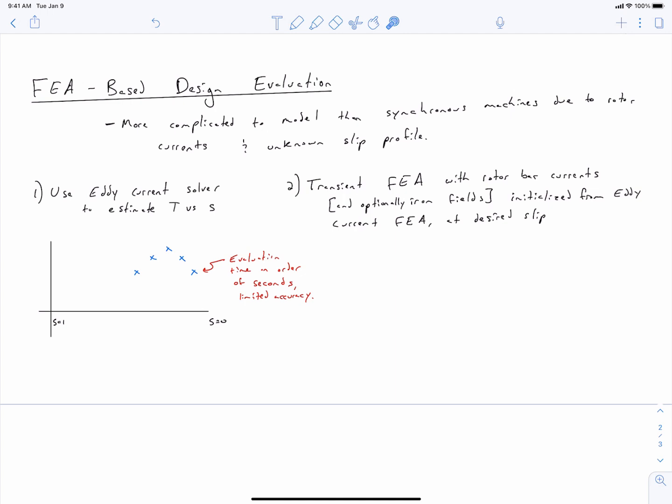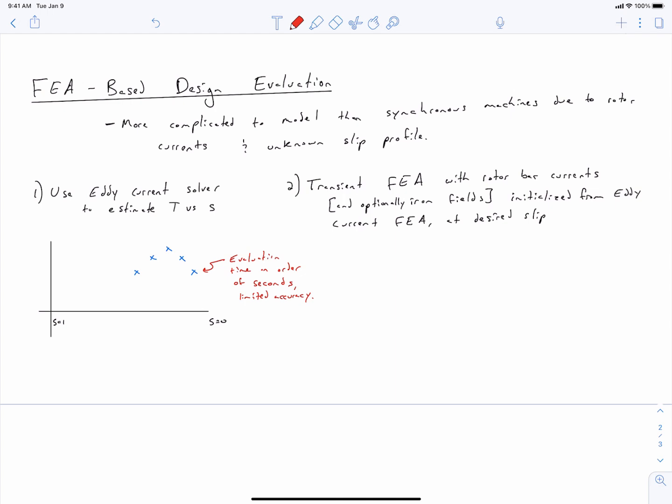So we have a certain time step size. We're solving time domain differential equations with the FEA tool, and it's the most accurate and most comprehensive solution technique. And then the third option was something called an eddy current solver or harmonic solver.